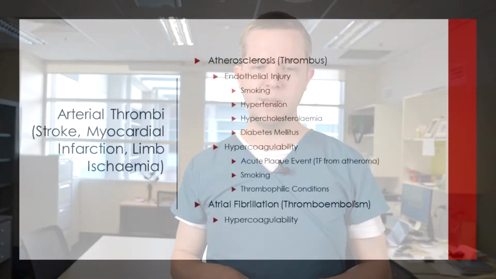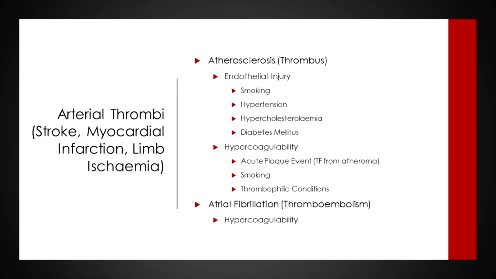And so both of those things, you've got this underlying hypercoagulable state, and then when you get a plaque rupture, you get a massive, inappropriately excessive activation of thrombosis through that tissue factor exposure, as well as the collagen, which is healthy. Smoking itself and thrombophilic conditions can just add more fuel to the fire for that hypercoagulable state.